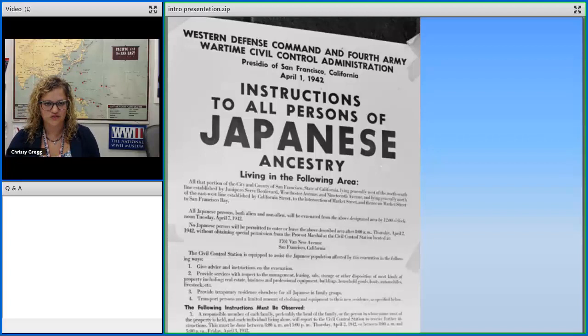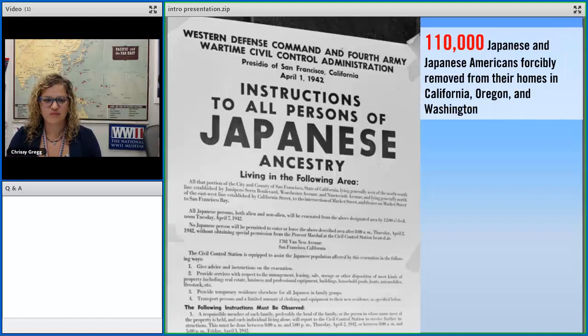Japanese residents, which we call Issei, not American citizens, and their children, Nisei, American citizens, were forcibly removed from their homes. Many had to give up their businesses, of course, their homes, and possessions within the matter of days or weeks. This is what you see on the screen, probably one of the more famous images of this time period: instructions for leaving your homes, leaving your businesses, and going to, as you'll see in a second, a remote camp.